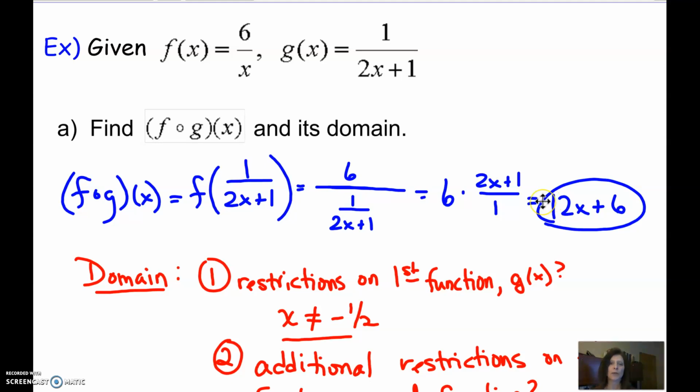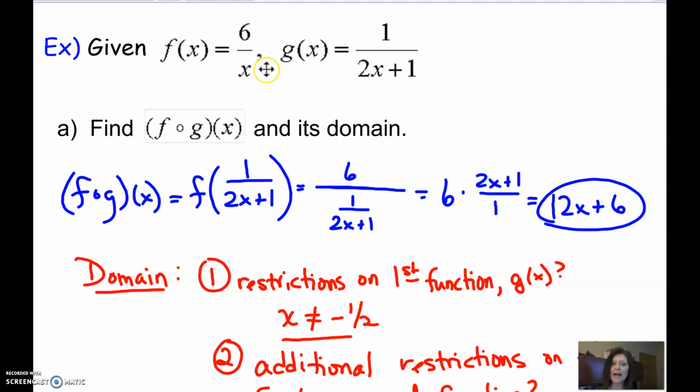So now let's apply our steps. So we look at the first function. Well, it was f of g of x. So the first function was this fraction right here. So I know I have to be worried about the denominator. I set it equal to 0 and realize if I subtract 1, divide by 2, I don't want x to be a negative 1/2 because that'll make this denominator 0. So my first restriction is x cannot be negative 1/2.